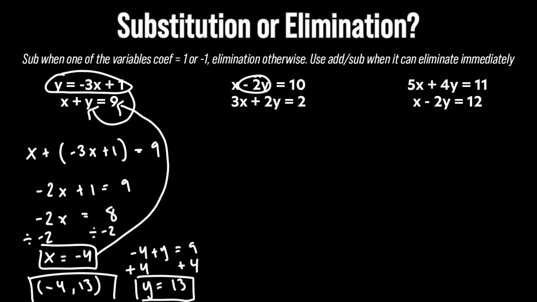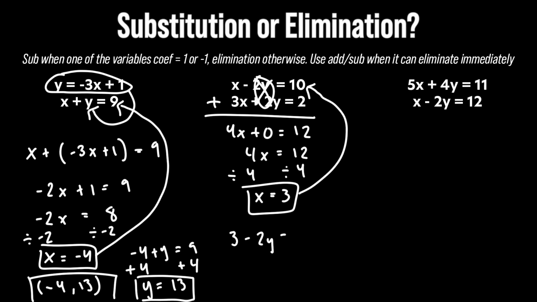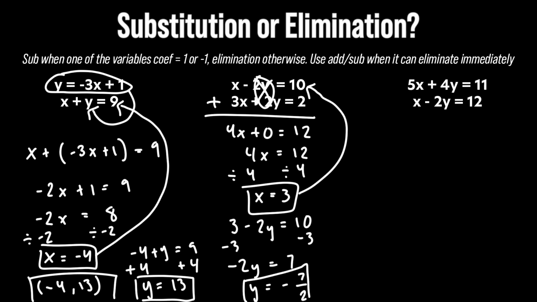Because one of them is negative and one of them is positive, all we have to do is add the equations together, because we're going to get 4x and the 2y's cancel out. So it's going to be plus 0 is equal to 12. And we're going to get x is equal to 3. Now again, we can plug this back into the equation, and we're going to get 3 minus 2y is equal to 10. Subtract 3 from both sides, we're going to get -2y is equal to 7. So y is going to be equal to -7 over 2. And again, the ordered pair is then going to be 3, -7 over 2.